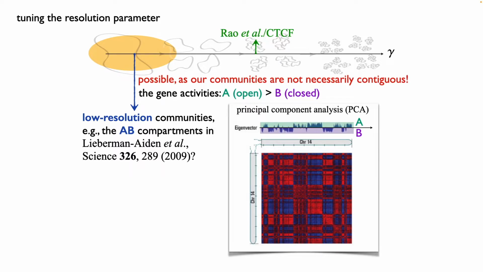It's of course possible in principle, because the A-B compartments presented in this paper are non-contiguous checkerboard patterns. And our method can detect such a structure in principle, which is something that cannot be detected with many conventional TAD finding methods.